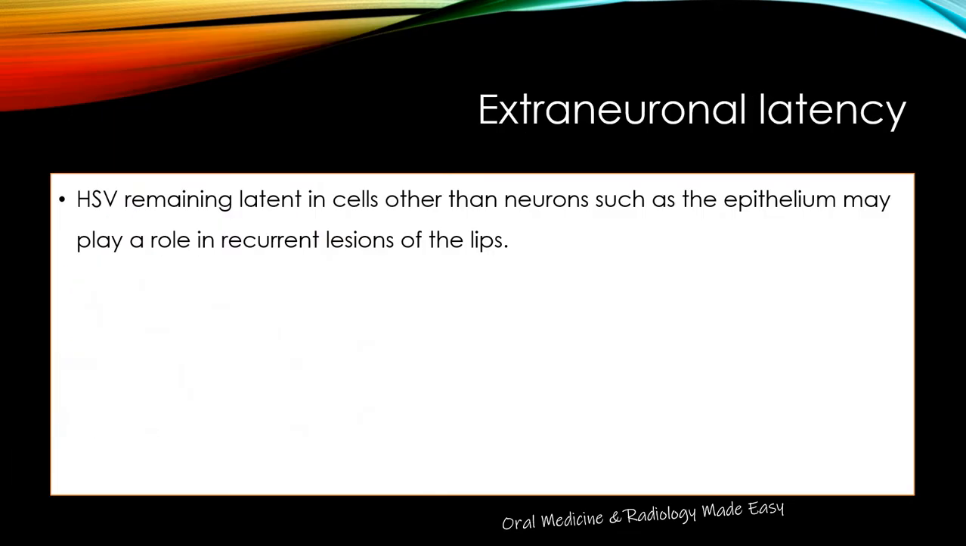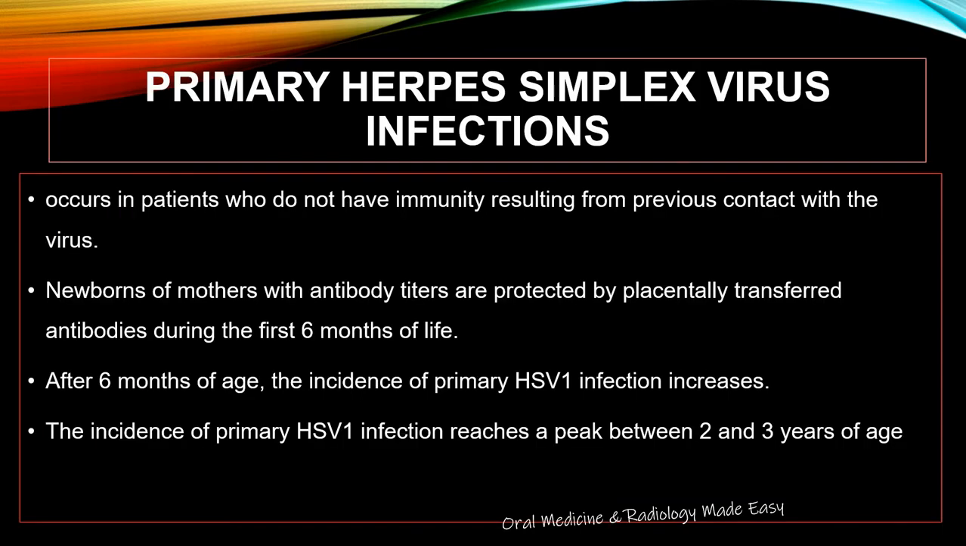It can also remain in cells other than neurons, such as epithelium. This is called extraneuronal latency, and it is considered to play a role in recurrent lesions of the lips. Primary herpes simplex virus infections occur in patients who do not have immunity resulting from previous contact with the virus. So on first contact with the virus, patients develop primary herpes simplex virus infection, and on contact with the virus, the body develops antibodies.